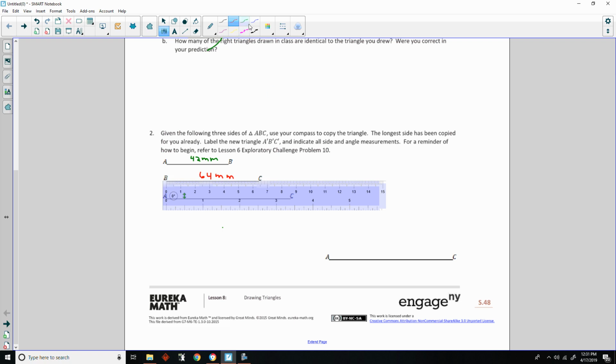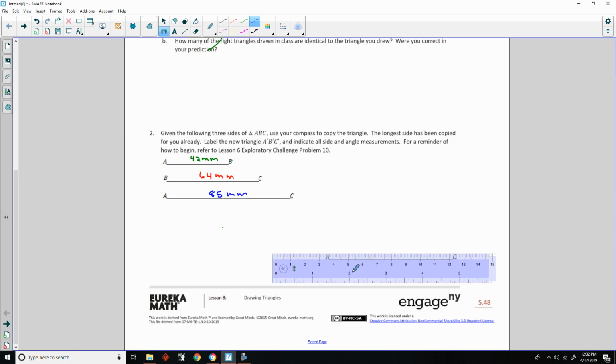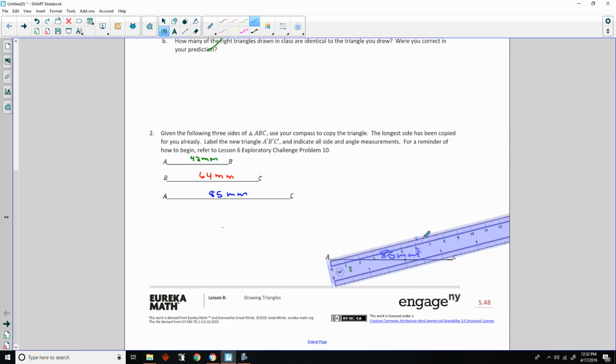And then I will measure AC. And that is 86 or 85. 85. I'll say 85 millimeters. Now if I come down here and measure AC down here, the one that's already been copied for us, it should be the same. And there it is, 85 millimeters. Okay.